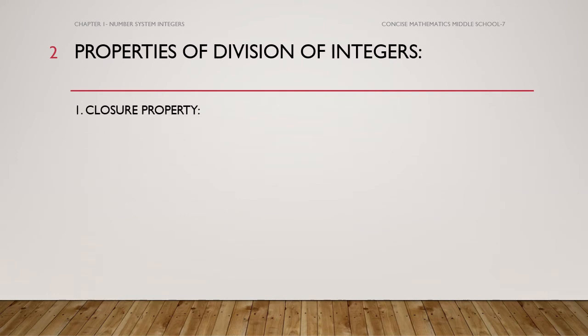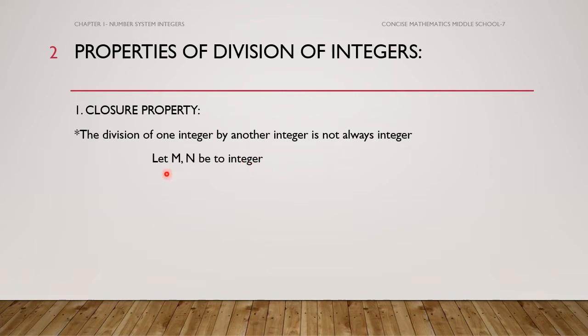Our first property is closure property. We always know that the division of one integer by another is not always an integer. When we divide a number with another number, it's not a must that we get an integer. We may get a fraction or a decimal or anything else, right? So let's assume l and m to be integers. See, here we are dividing 15, which is an integer, by 5, which is an integer. We are getting an integer, right?